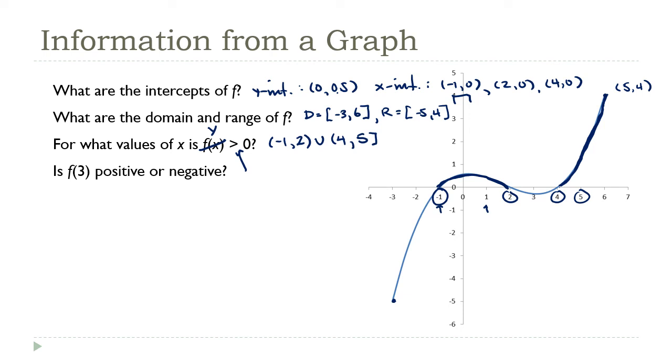All right, so one more. Is f of 3 positive or negative? Well, this 3 here, that's the x value, and f of 3 is the y value. So if I go over to x equals 3, I don't know exactly what that number is, but it's below the x-axis. Because it's below the x-axis, it's a negative value. So I'm going to say f of 3 is negative.